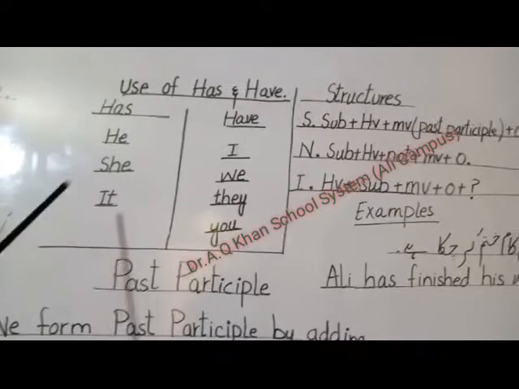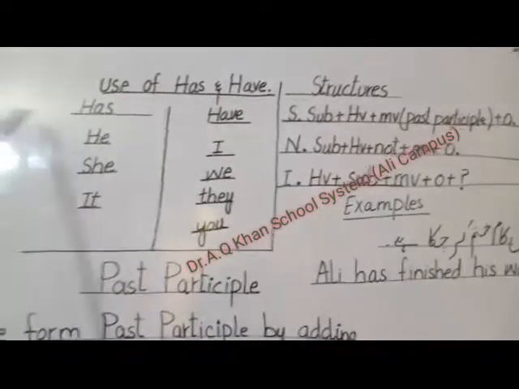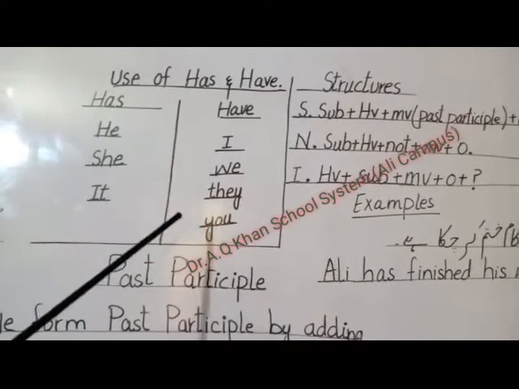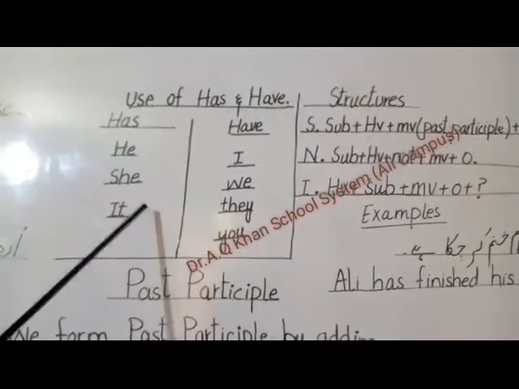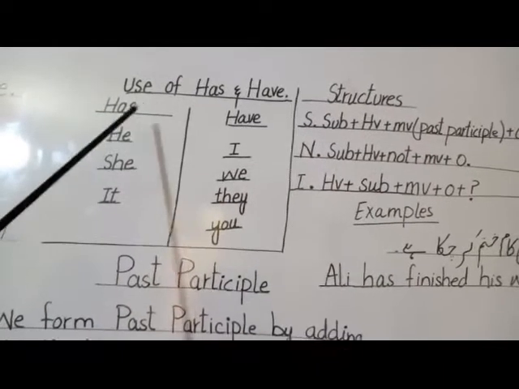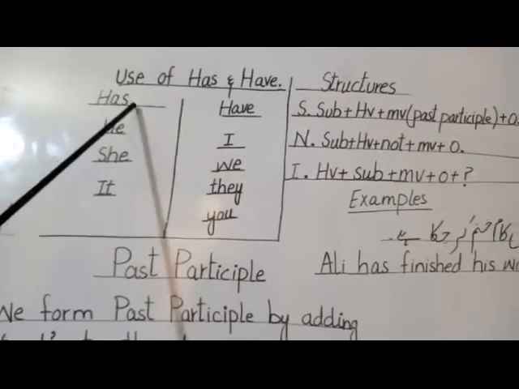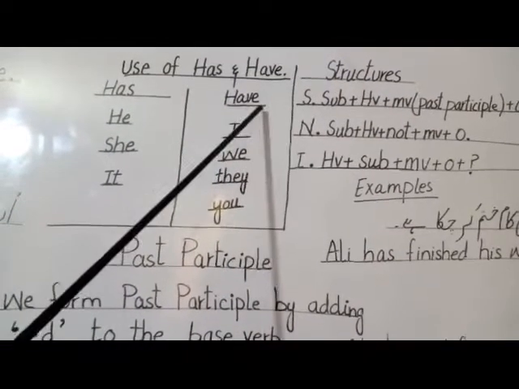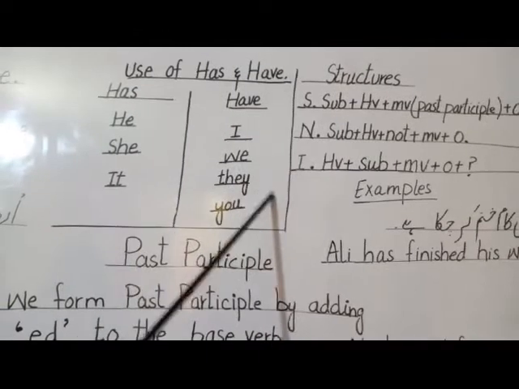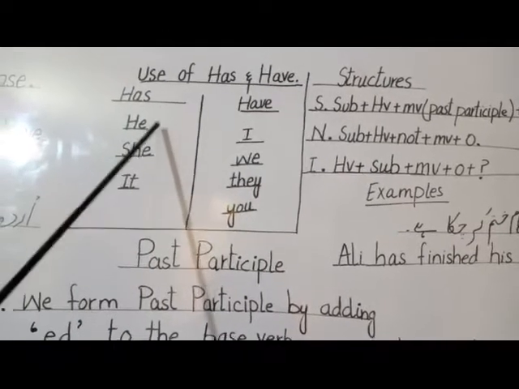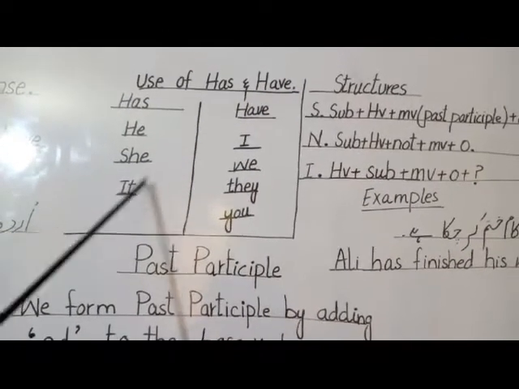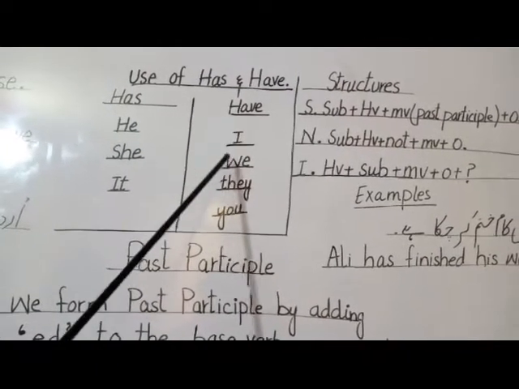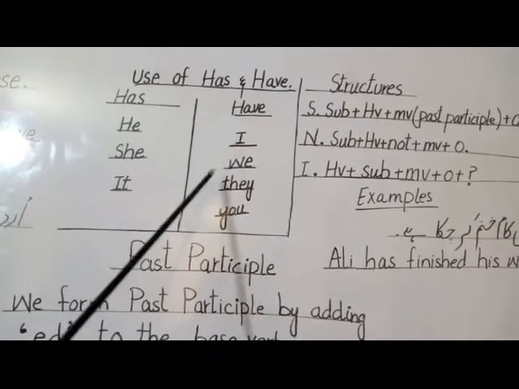So I have told you the helping verbs you're going to use in present perfect tense. Now I would tell you with which pronoun or subject you have to use has or you have to use have. So the two columns are in front of you. The first one is for has, and the second column is of have. So he, she, it: with these pronouns you would use the helping verb has. And I, we, they, you: with these pronouns or subjects you would use have.